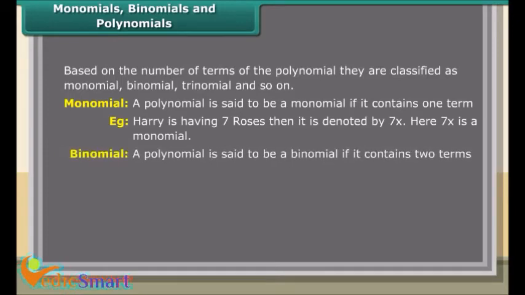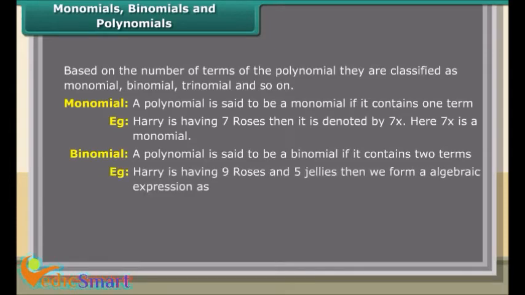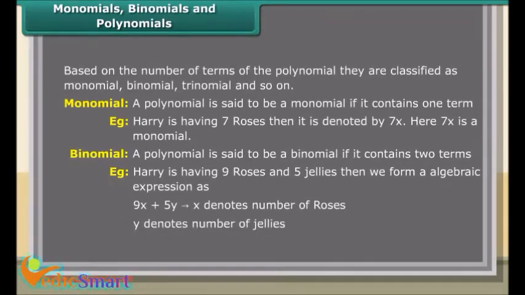Binomial. A polynomial is said to be a binomial if it contains 2 terms. Example: Harry is having 9 roses and 5 jellies. Then we form an algebraic expression as 9x plus 5y. x denotes number of roses, y denotes the number of jellies. 9x plus 5y is a polynomial which contains 2 terms.